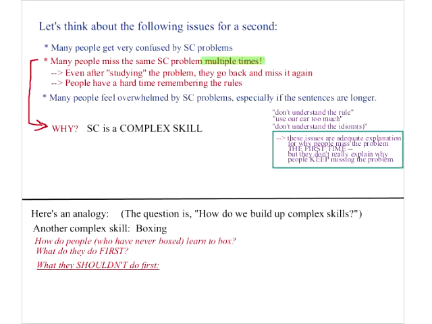What they should absolutely not be doing first is just step into a ring and try to actually fight an opponent. That's just not going to work. So MP says learn the basic fundamentals. All right, now we're getting somewhere. Let's talk about this. What they should do first.